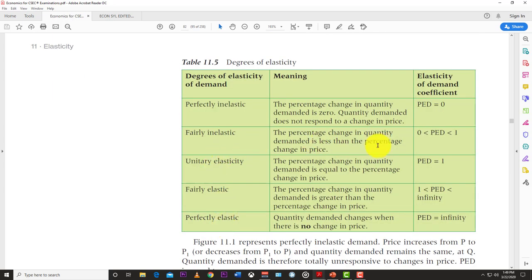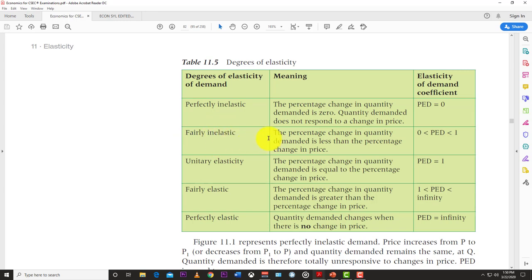How do we know that? Look at this table right here. This table summarizes the whole thing based on whatever answer you got. So, perfectly inelastic. The percentage change in quantity demanded is zero. Quantity demanded does not respond to a change in price. So when the price changes, whether up or down, there's no response. When you do your maths, the answer is going to be zero. And once the answer is zero, you have what you call perfectly inelastic demand. After you plug everything into the equation and the answer you get is zero, that means it's perfectly inelastic.